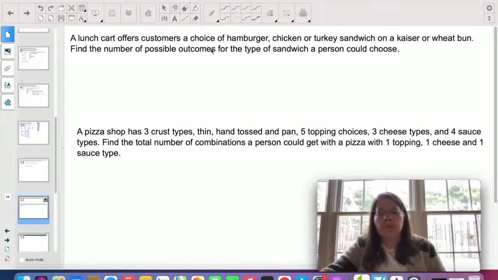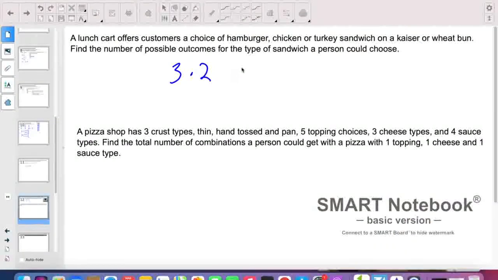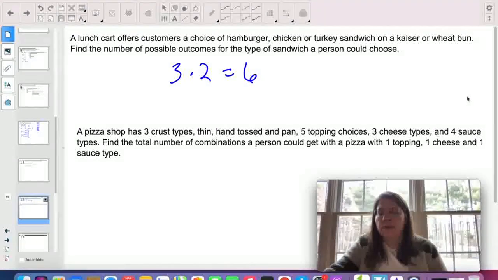A lunch cart offers customers a choice of hamburger, chicken, or turkey sandwich on a Kaiser or wheat bun. Find the number of possible outcomes for the type of sandwich a person could choose. Okay, they have 2 choices, the type of meat and the type of bun. For the type of meat, they have 3 choices. For the type of bun, they have 2 choices. So we have a 3 choice times a 2 choice, which gives us 6. There are 6 possible outcomes for different types of sandwiches.